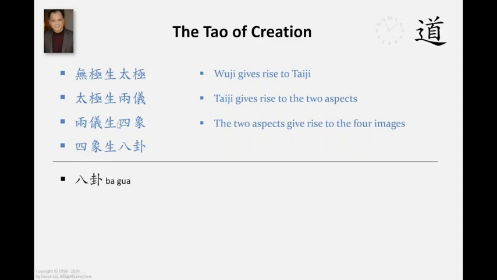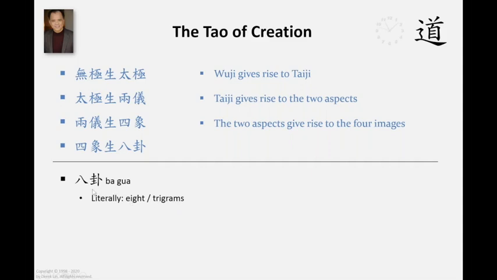So once again, the end of line 3 becomes the beginning of line 4. And then we have shen, the same character for producing, giving rise to, and then we have bakwa. So what is that? So literally what it means, the first character is 8, and the second character means trigrams.